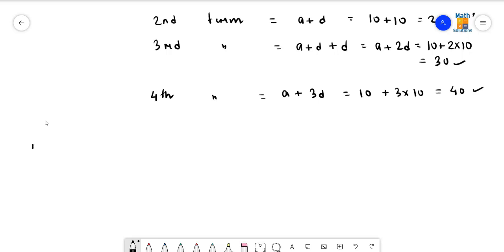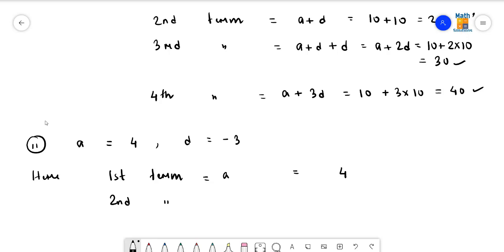So coming to the second question. In the second question, the terms given are: the first term A is equal to 4, and the common difference D is given to be minus 3. Here, like the previous one, the first term A is equal to 4. Then the second term we have to write as A plus D, of course. So 4 plus minus 3, ultimately 4 minus 3 is equal to 1.